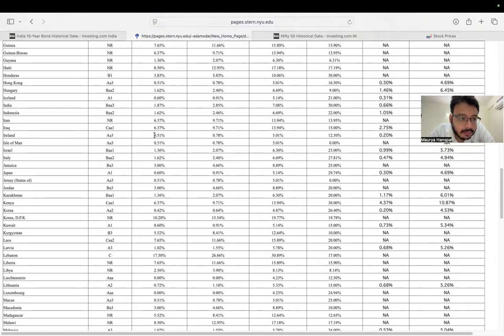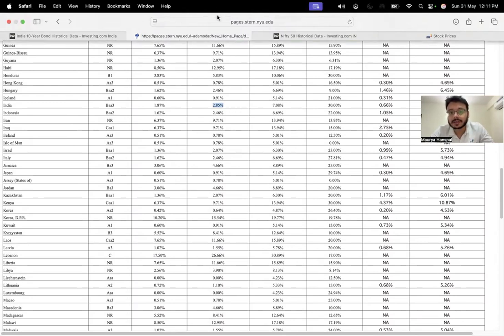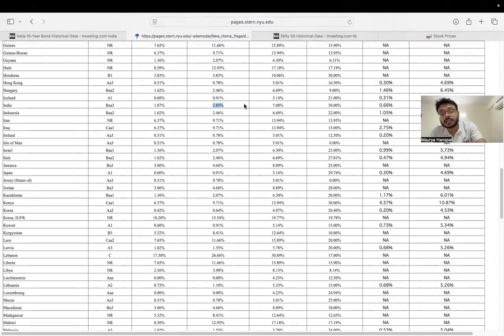India's country risk premium is 2.85 minus 1.87, right? Should we adjust this kind of default spread here? If we do a 2.85, in this case we shall not be subtracting 1.87. So it is already the country risk premium, already calculated while taking into account the default spread.